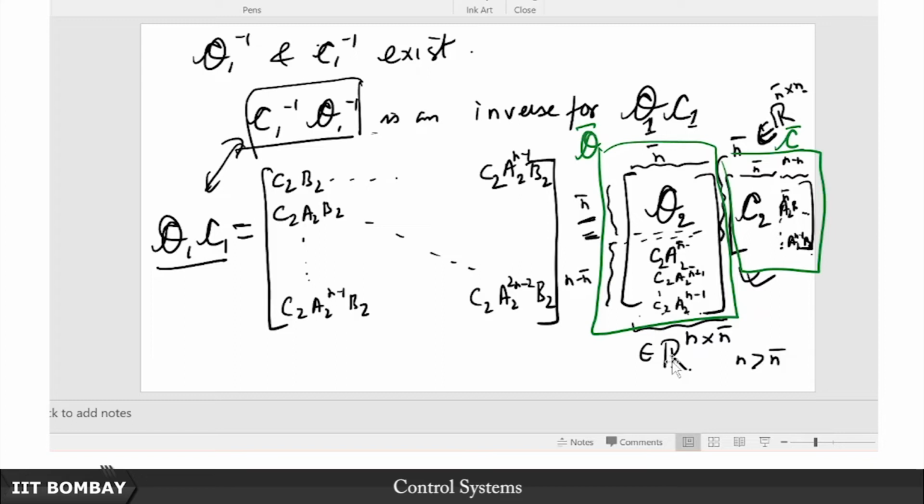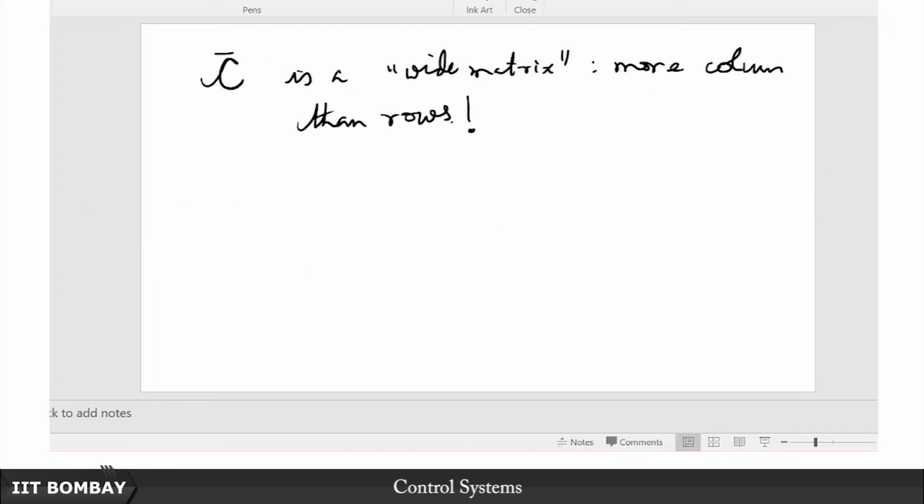Rank of a matrix can at most be equal to the lower of the number of columns or the number of rows, because the column rank and the row rank of a matrix are the same. A very funny kind of result, it requires a bit of linear algebraic proof, we will not get into that, but the point is that the rank of this matrix can at most be equal to n bar, because n bar is less than n and n bar is equal to the number of rows. So it can at most have full row rank, it cannot have full column rank. So therefore columns of C bar cannot be linearly independent.